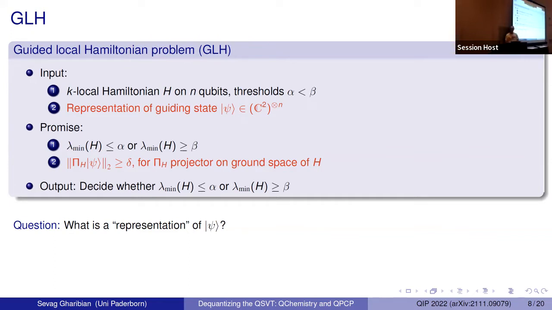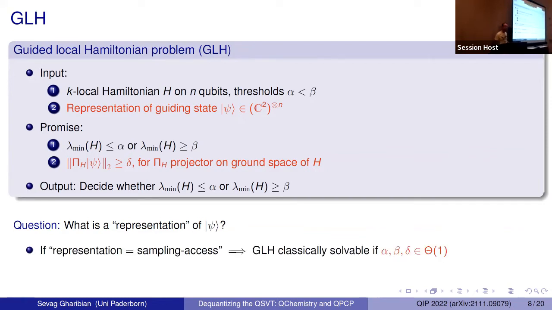One thing I've left out, for the computer scientists in the room who are probably glaring at me with big beady eyes, is what do we mean by representation? That's very important, and we'll have two representations in this work. The first is sampling access, and I'll define these, and this is where we get that classical solvability to within constant precision.